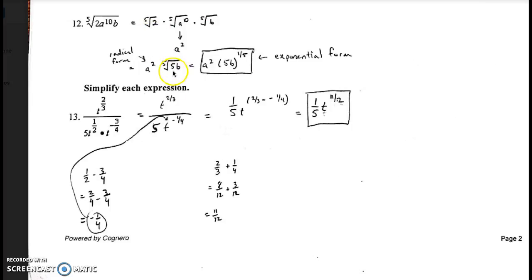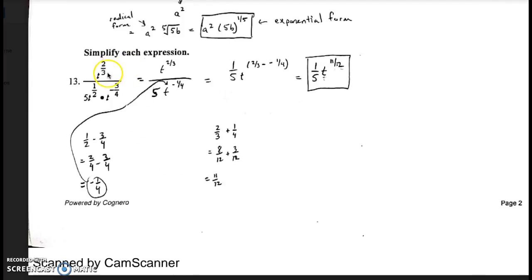I just realized I have a mistake here. This is 2. This should be a 2 also, the 5th root of 2b. So my final answer when I put it in exponent form, again, this should say 2b to the 1/5 power, not 5b. It should say 2b, and then times a squared, and that would be your answer. This is my radical form version of the answer. This is my exponential form of the answer.